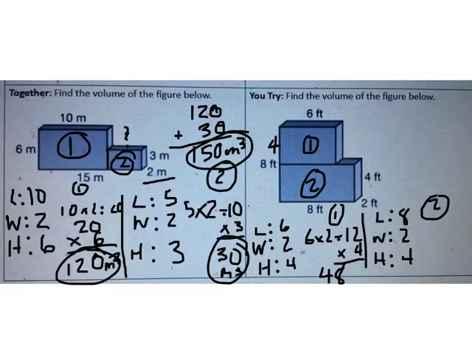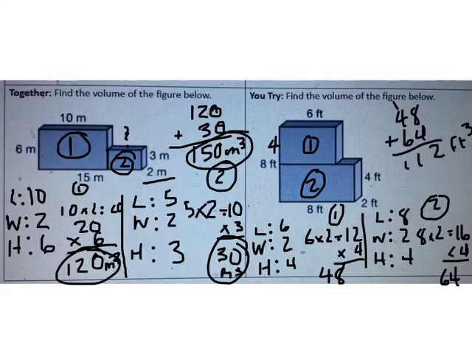The volume is 48 cubic feet. Go ahead and find the volume of rectangular prism 2, the bottom rectangular prism. The bottom rectangular prism has a volume of 64 cubic feet. Now I can add to find the total volume. What's 48 cubic feet plus 64 cubic feet? The answer is 112 cubic feet.